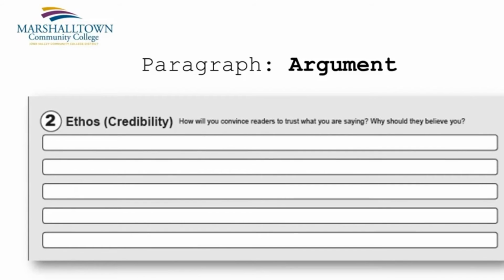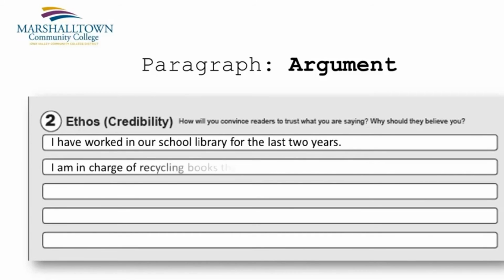Now, in the second part of the worksheet, I want you to list as many details that you can think of about your argument, but arrange them in the 3 different categories we talked about: ethos, pathos, and logos. For example, under the category of ethos, with my main point about donating books to local fundraisers, I might come up with these details that add credibility to my argument. I have worked in our school library for the last 2 years. Or, I am in charge of recycling books that are removed from our catalog.